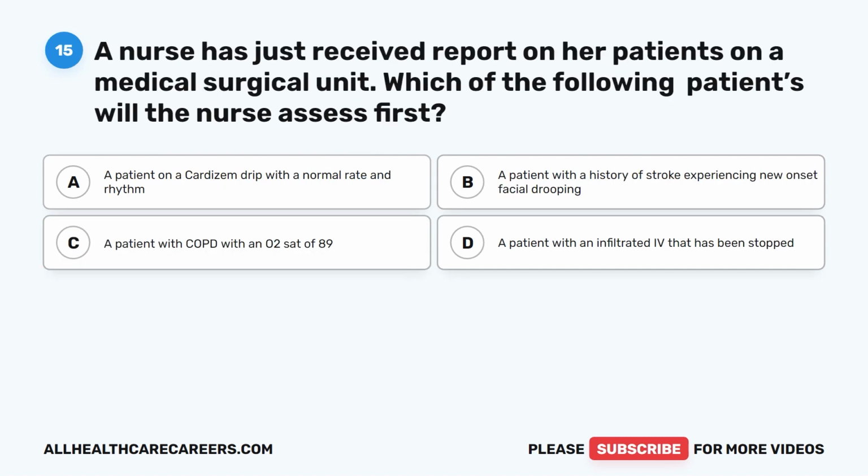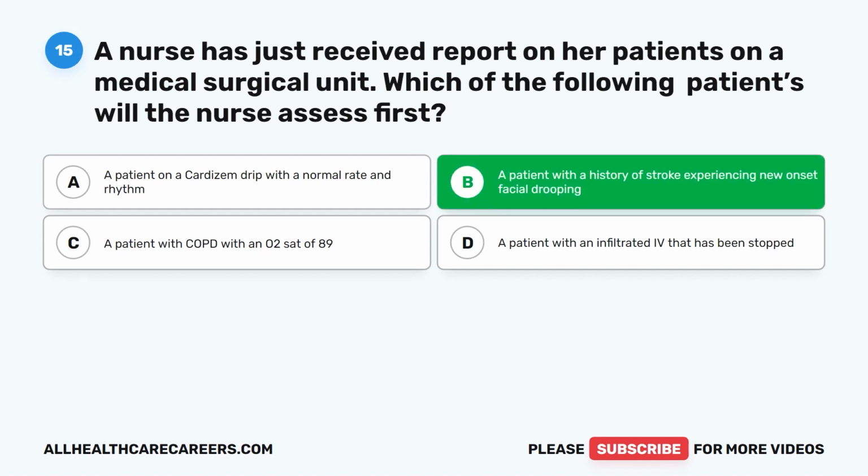Question 15. A nurse has just received report on her patients on a medical surgical unit. Which of the following patients will the nurse assess first? A. A patient on a Cardizem drip with a normal rate and rhythm. B. A patient with a history of stroke experiencing new onset facial drooping. C. A patient with COPD with an O2 sat of 89. D. A patient with an infiltrated IV that has been stopped.